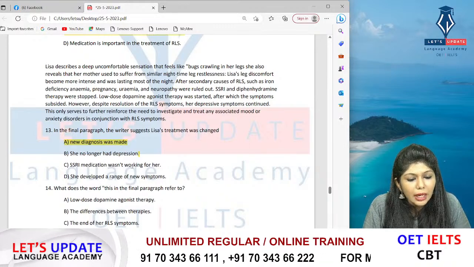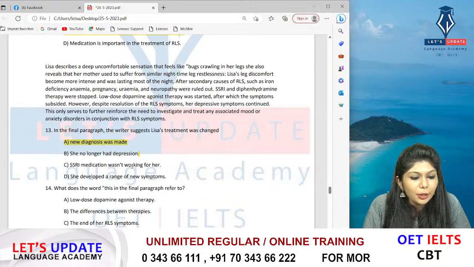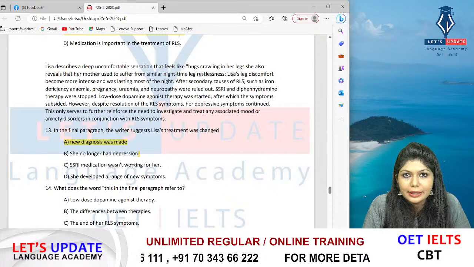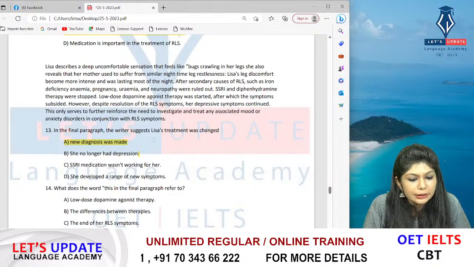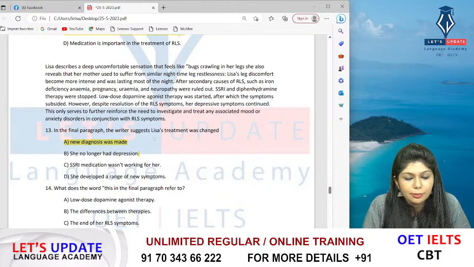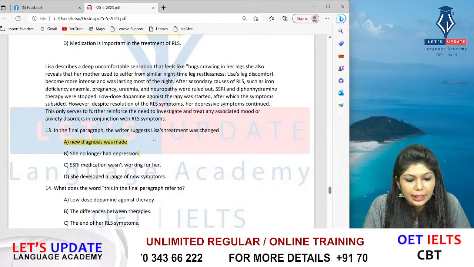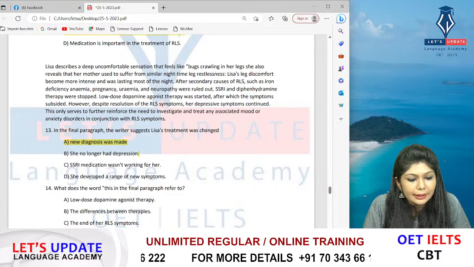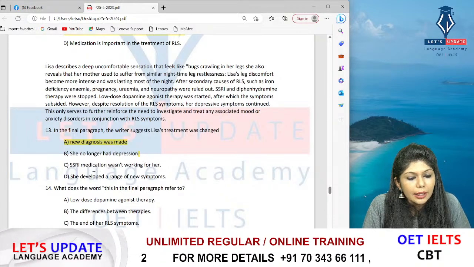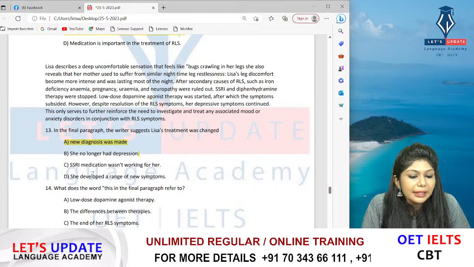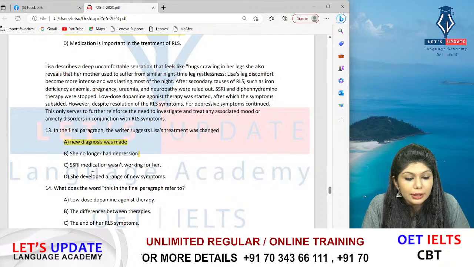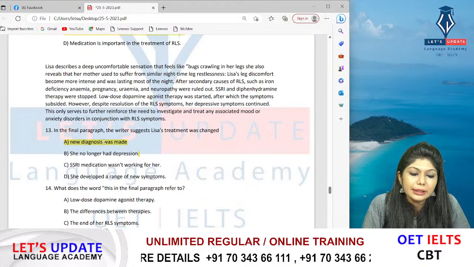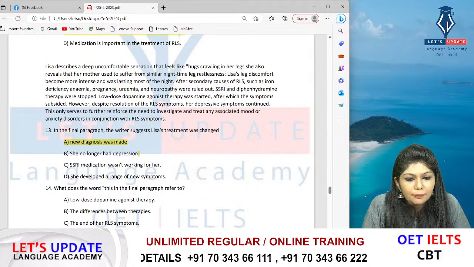And definitely it's not B also, because saying she no longer had depression is totally incorrect. We have already mentioned that in the earlier paragraph. She had this issue as well. So it's not B and D, it's between A and C. And then they have not mentioned that SSRI medication wasn't working for her. It's not mentioned here, but definitely a new diagnosis was indeed made over here.